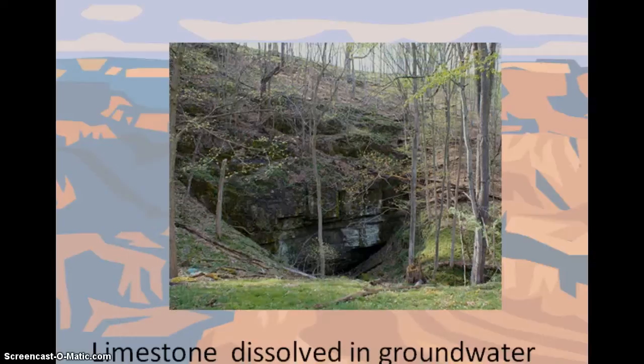So this is limestone, but it was dissolved in groundwater, so it actually causes sinkholes. You can kind of see that cave there. So all this rock is kind of dissolved, and bam, it starts the ground sinking here.